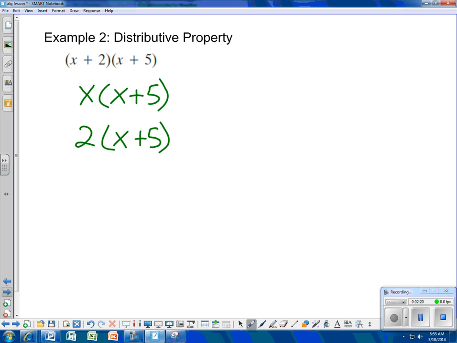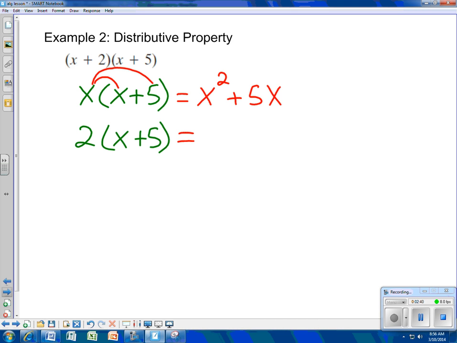We're going to multiply the x and the x together on the top one to get x squared. We're going to multiply that same x by the 5 to end up with 5x. And then we're going to do the same thing to the bottom. So we got 2 times x, 2 times 5. 2 times x is just 2x. 2 times 5 is 10.